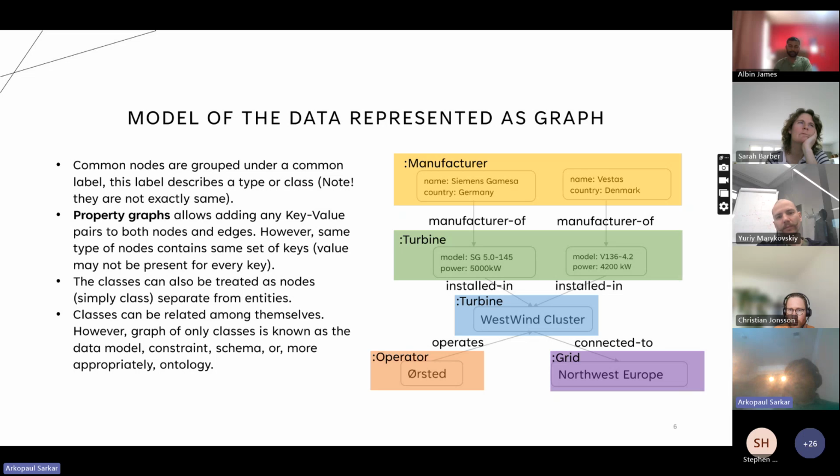I also want to mention that there are different kinds of graph used in knowledge engineering. There is a special type of graph used in some applications called property graph, where every node and every edge can have key-value pairs, as I said earlier. But some other graphs do not allow that.